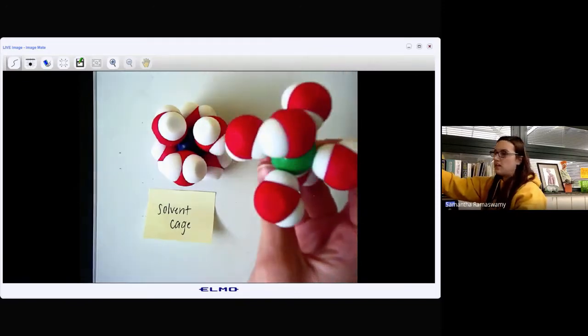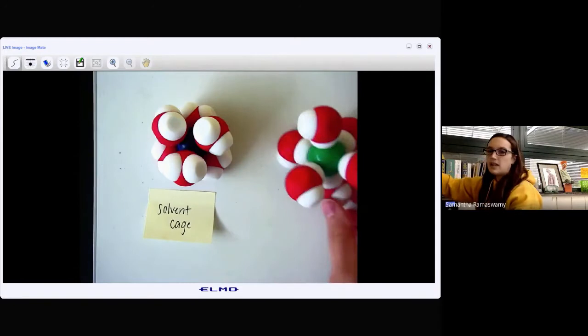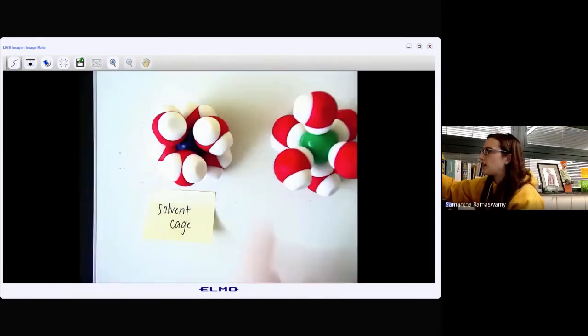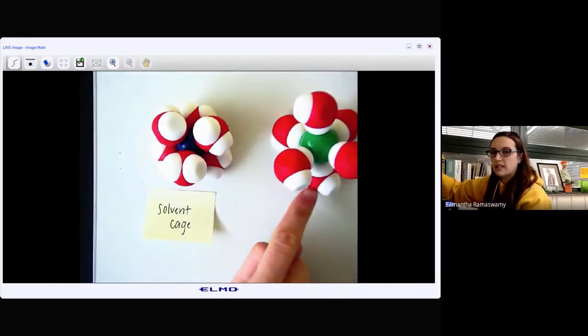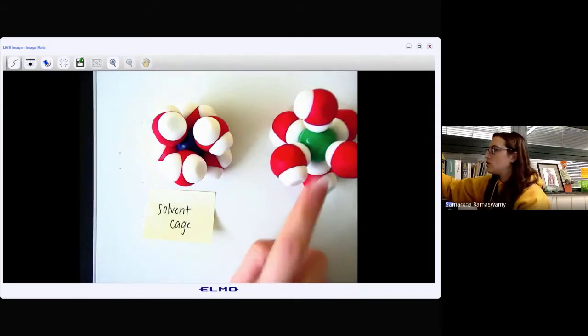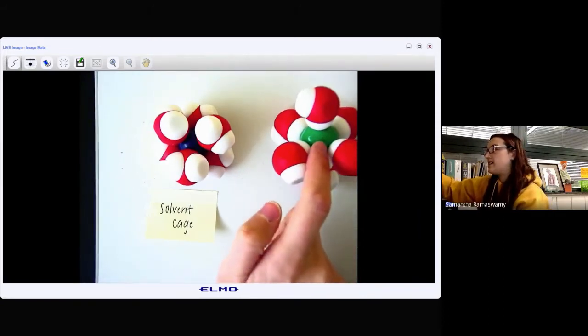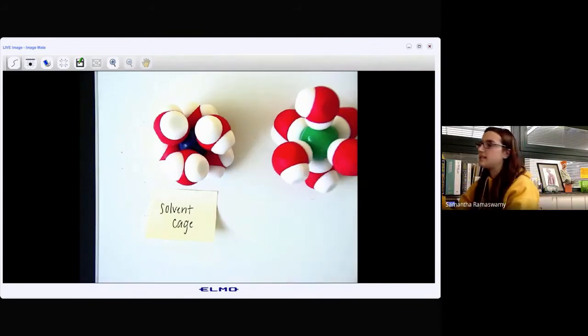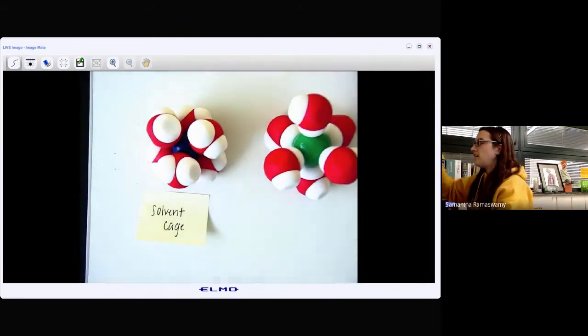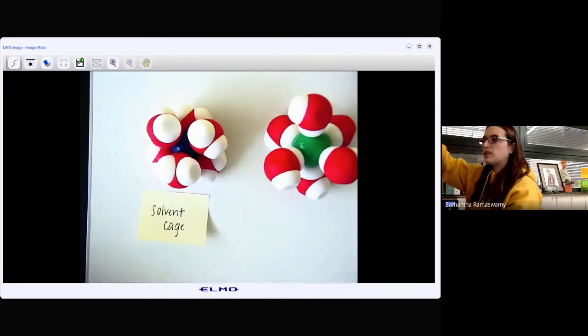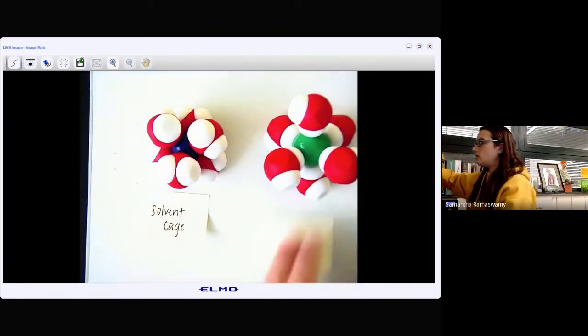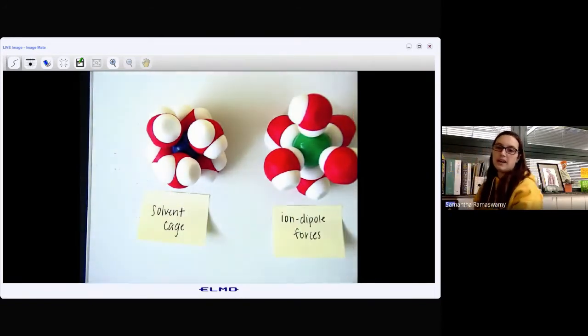There's the solvent cage. Now the other thing that I want us to think about is the attraction between the water and the ion. So when you have an ion, Na plus, Cl minus, K plus, NO3 minus, you have any ion attracted to a polar water molecule, this results in ion dipole forces.